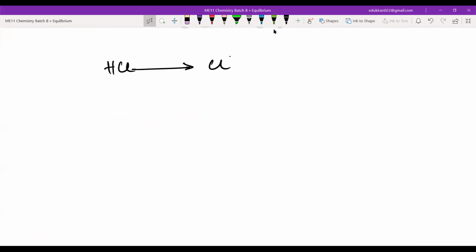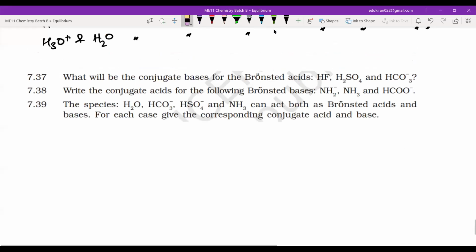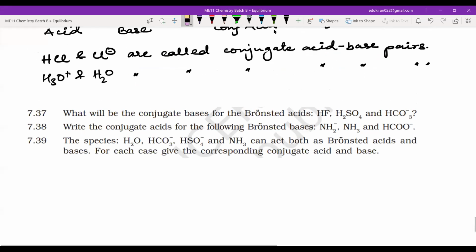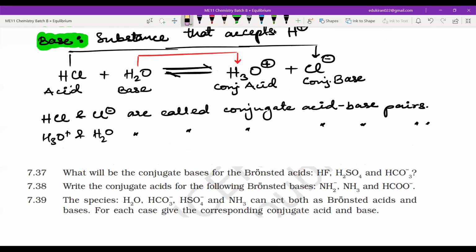HCl got converted to Cl negative, yes or no? Yes. So what did it donate? Donated H plus. And where did that H plus go? See, whenever you are donating, it will go to someone. If you are donating it, that means it donated to H2O. Did H2O accept it? Yes, sir. It accepted. So H2O is a base, HCl is an acid.